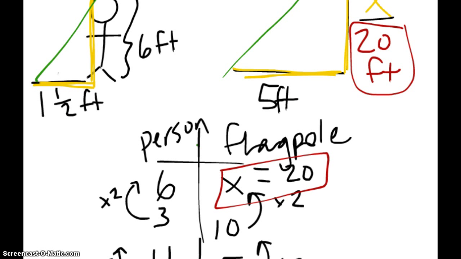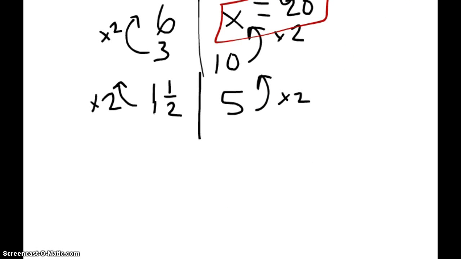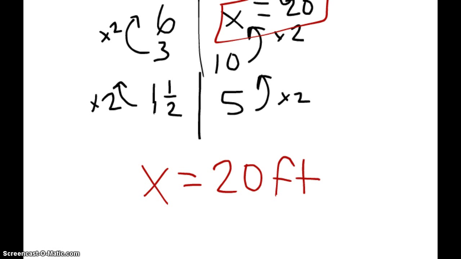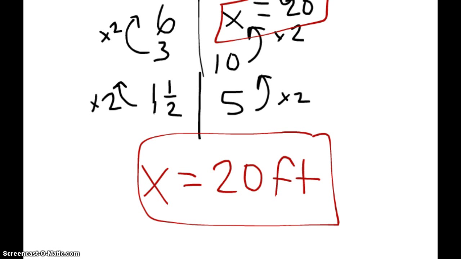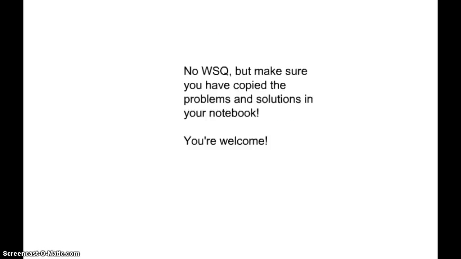Now, both of these examples required me to multiply by 2 and then multiply by 2 again. That is not always the case. There are other ways. There will be other situations where you're not just multiplying by 2. So make sure you have that written down in your notebook. And make sure you have copied the problems and solutions in your notebook.